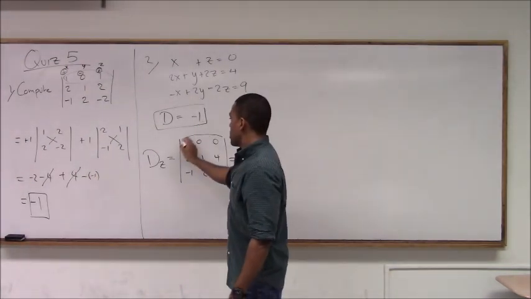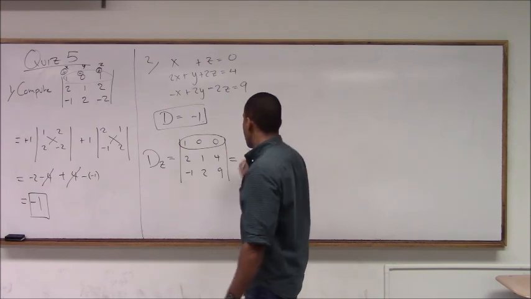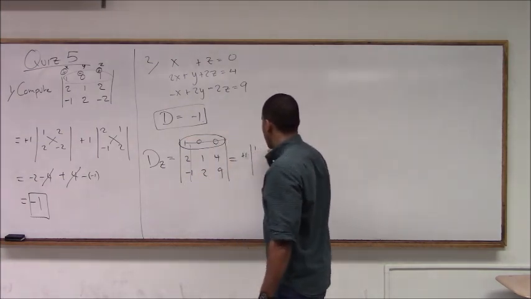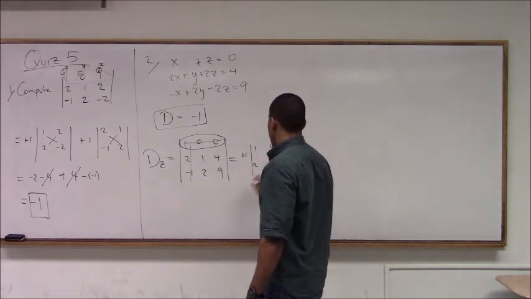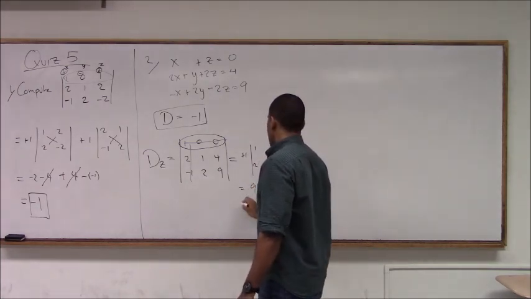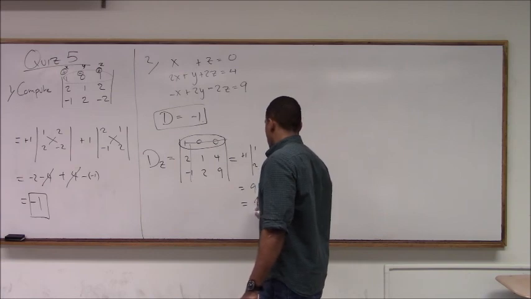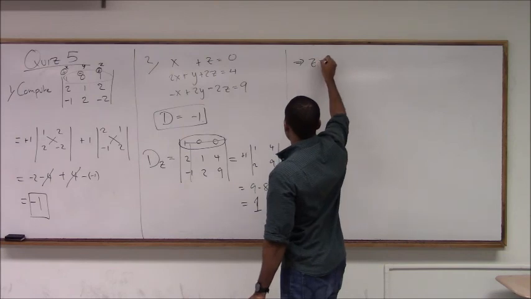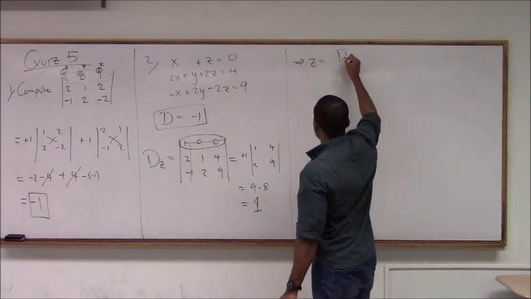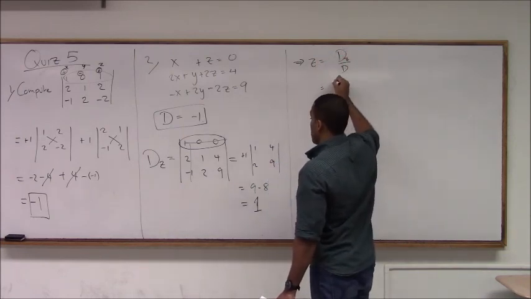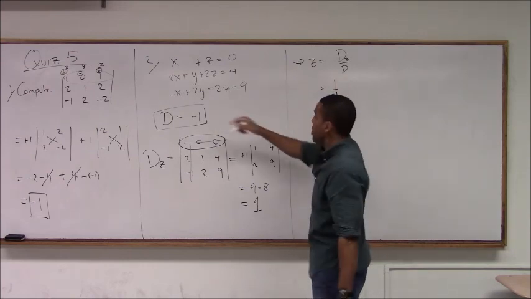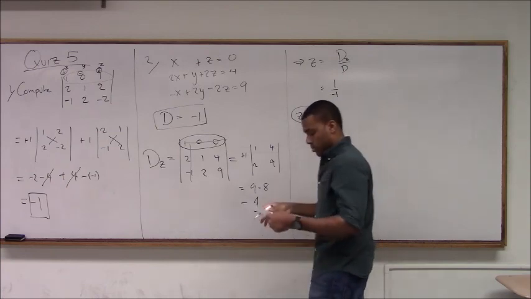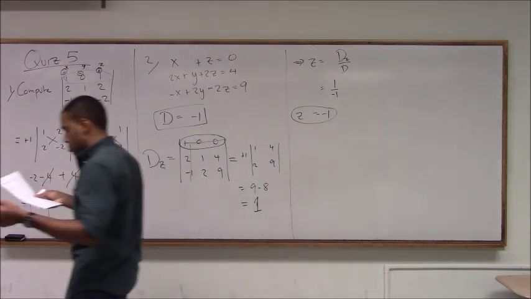What's the determinant of that going to be? I'm going to probably expand along here. So that's plus 1 times, block out everything in that row and that column, you get 1, 4, 2, 9. That becomes 9 minus 8, so that's plus 1. So according to Cramer's rule, your z would be Dz divided by D. So it's going to be 1 divided by minus 1, and so you would get z equals minus 1. And that was it.